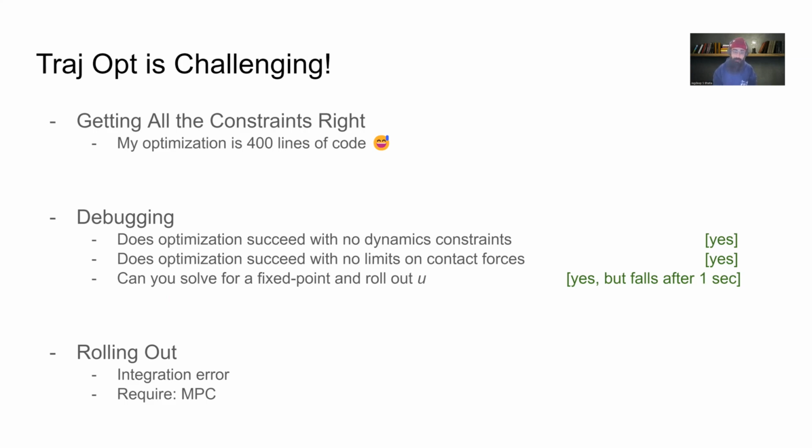I was also facing issues with integration error, even when rolling out very simple trajectories, like getting Spot to just stand still in one location. And so I think, in particular, the integration error suggests that we need something like MPC to turn our trajectory into a controller, although I think that's still difficult to get working in real time because this optimization problem takes several minutes to solve. Thanks.